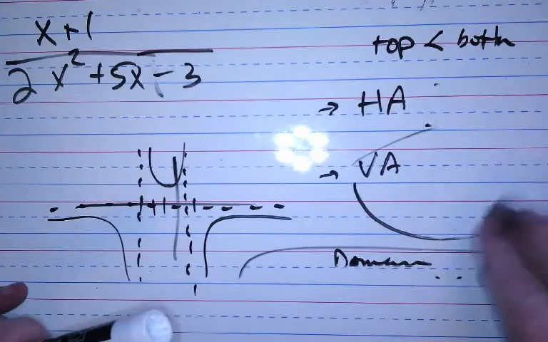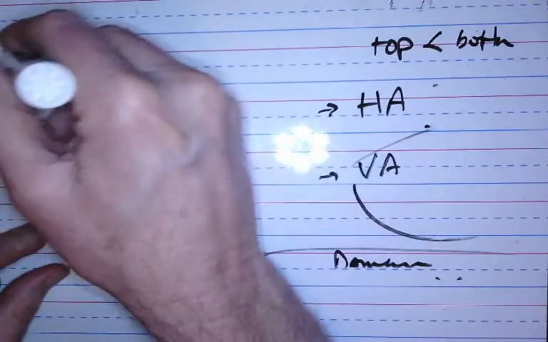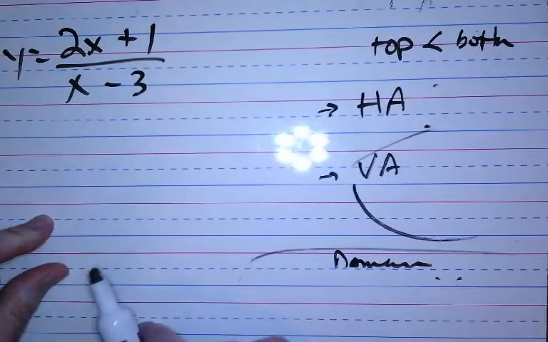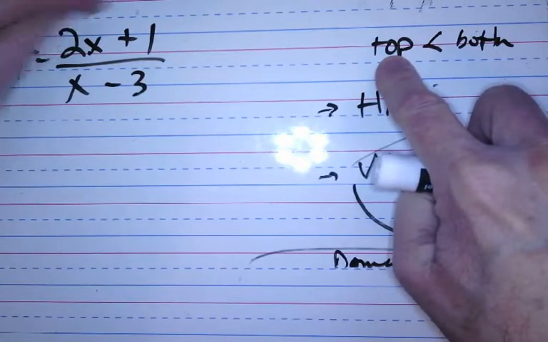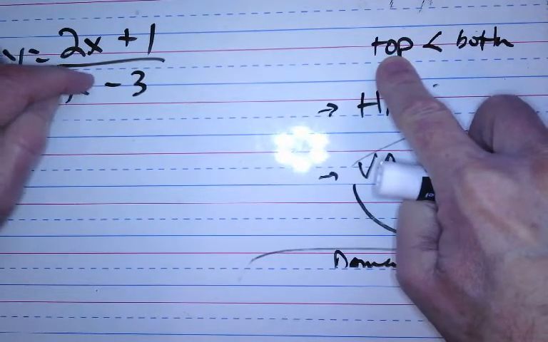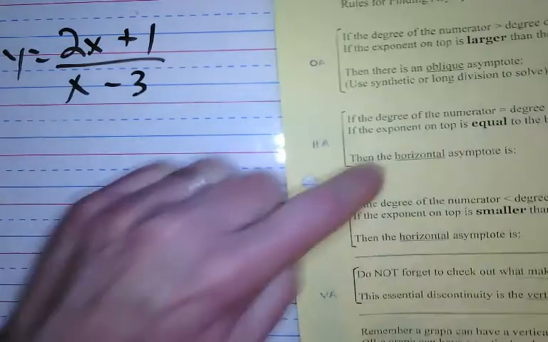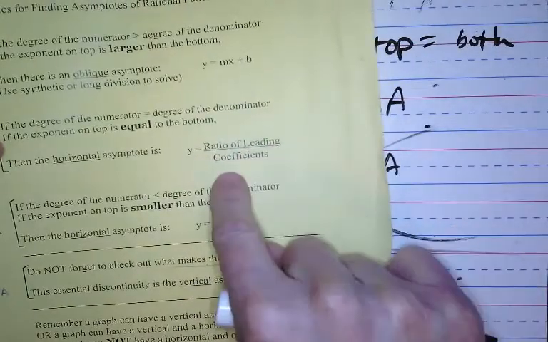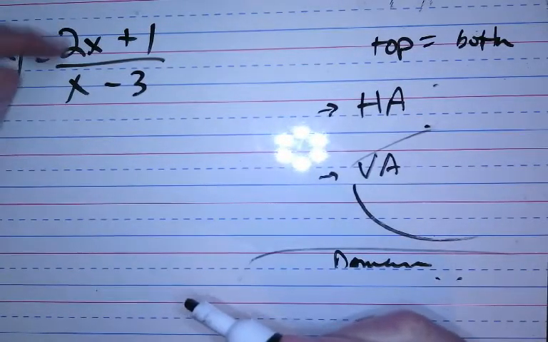Okay. So, let's do the one that has them the same. How about y equals (2x plus 1) over (x minus 3)? So now, the top exponent is 1, and the bottom exponent is 1. They're the same, all right? Now, according to my rules here, if they're equal, it's the ratio of leading coefficients. Ratio. What does that mean? Well, that means the numbers that are in front here, right?